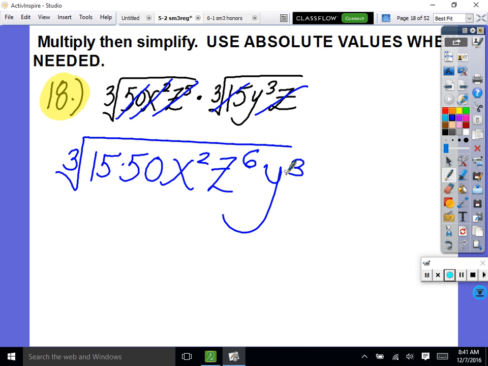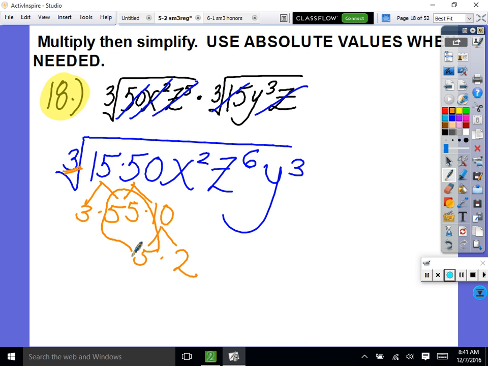Was that too fast? Pulling out groups of 3. So 15 breaks down into 3 times 5. 50 breaks down into 5 times 10. 10 breaks down into 5 times 2. Pulling out groups of 3.